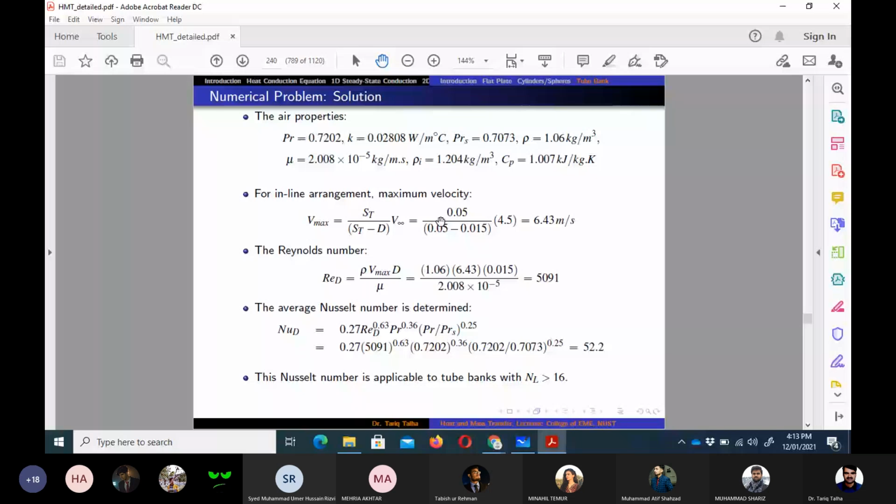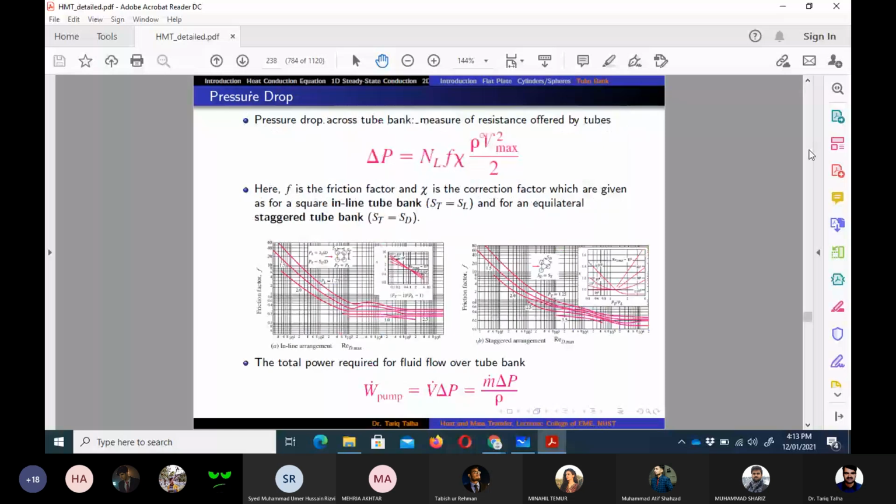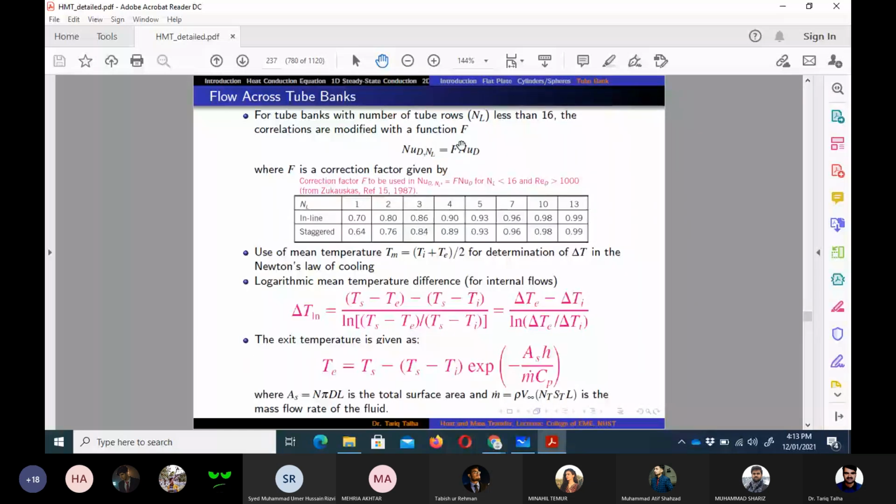But now, if we go back to the statement, there are only 6 rows in the flow direction. So it means that we also need to incorporate the correction factor here. If we go into the table, there is no data for when the rows are 6.